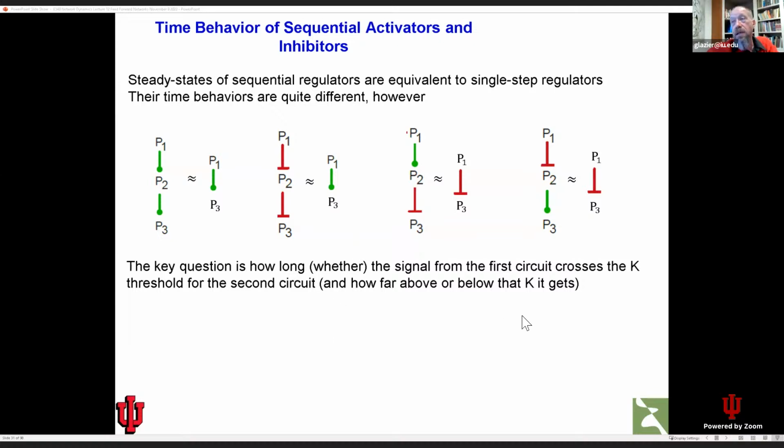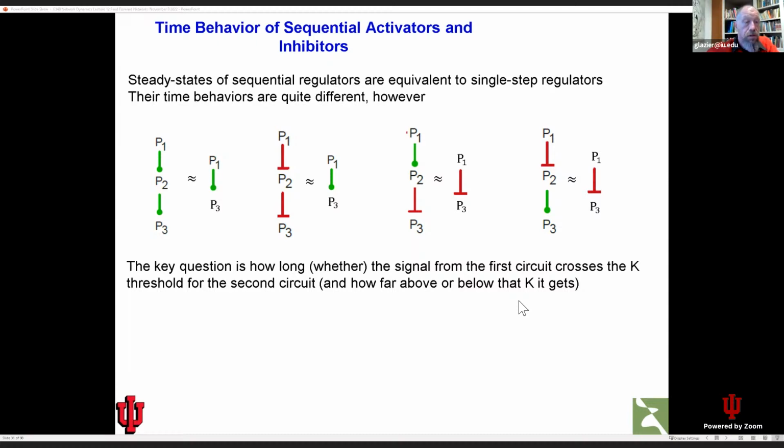And in that case, it really matters what the time constants for these things are, and also what the values of K are, because the speeds are going to change. And so when we go to that, we're going to have to actually do some solving of math, not just do the logic.